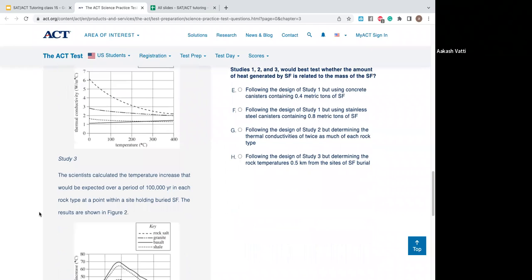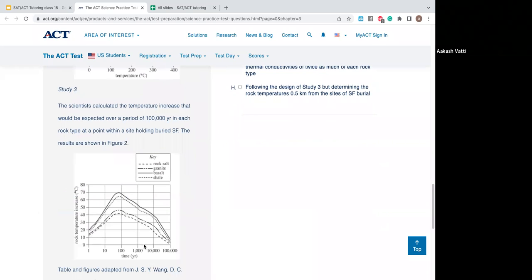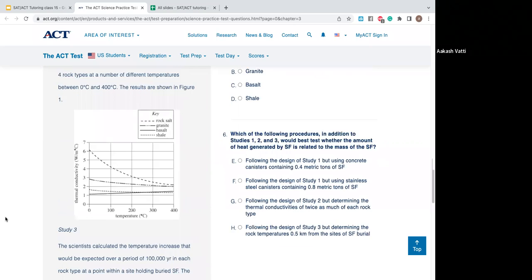Study 3. The scientists calculated the temperature increase that would be expected over a period of 100,000 years in each rock type at a point within a site holding buried SF. The results are shown in figure 1. So you have times in years and you have rock temperature increase. Around, I guess, the year 100, it peaks, so it increases the most. The temperature stops increasing at around 100 years for all of them. And yeah, that's the passage.